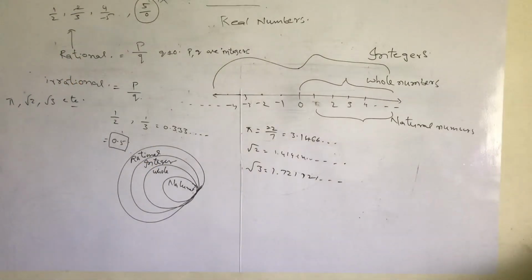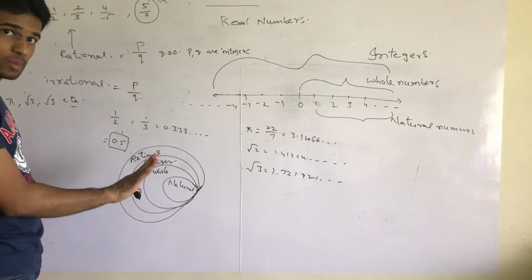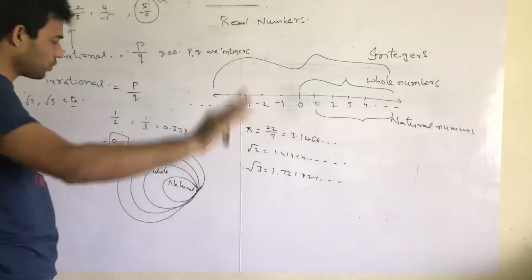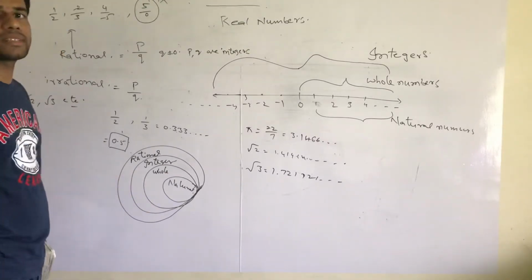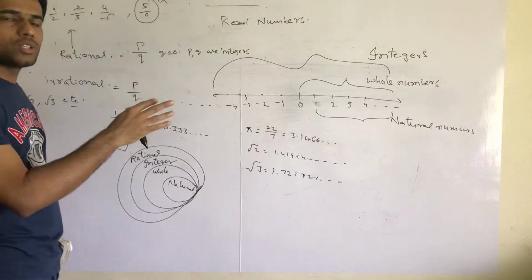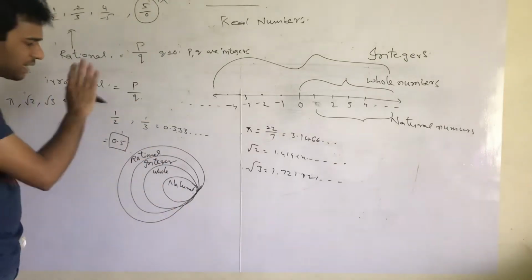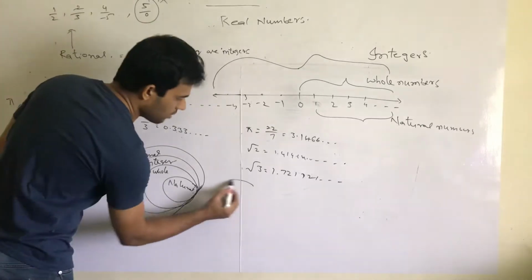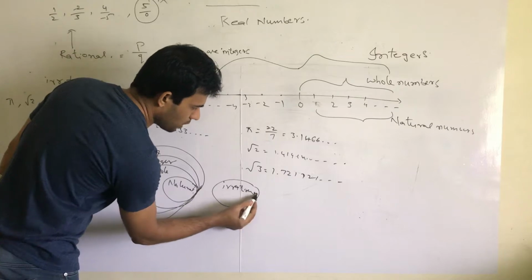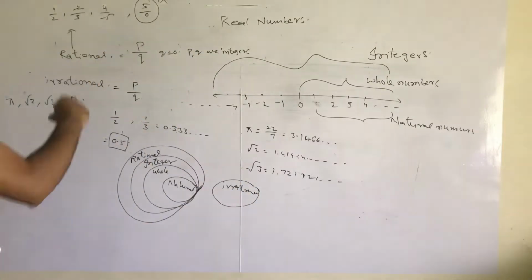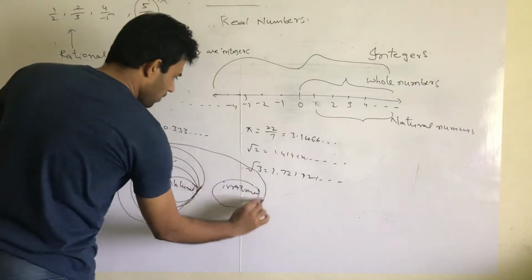And irrational number is not part of this. Irrational number is not a natural number because it is 1.414, 414, 414, and it's not a whole number, it's not an integer, and also it is not a rational number. So it is different. So there is no intersection between irrational numbers and any of these. So we can draw this as a separate set, that is irrational numbers, right? And then what is a real number? Real number is the superset of everything.